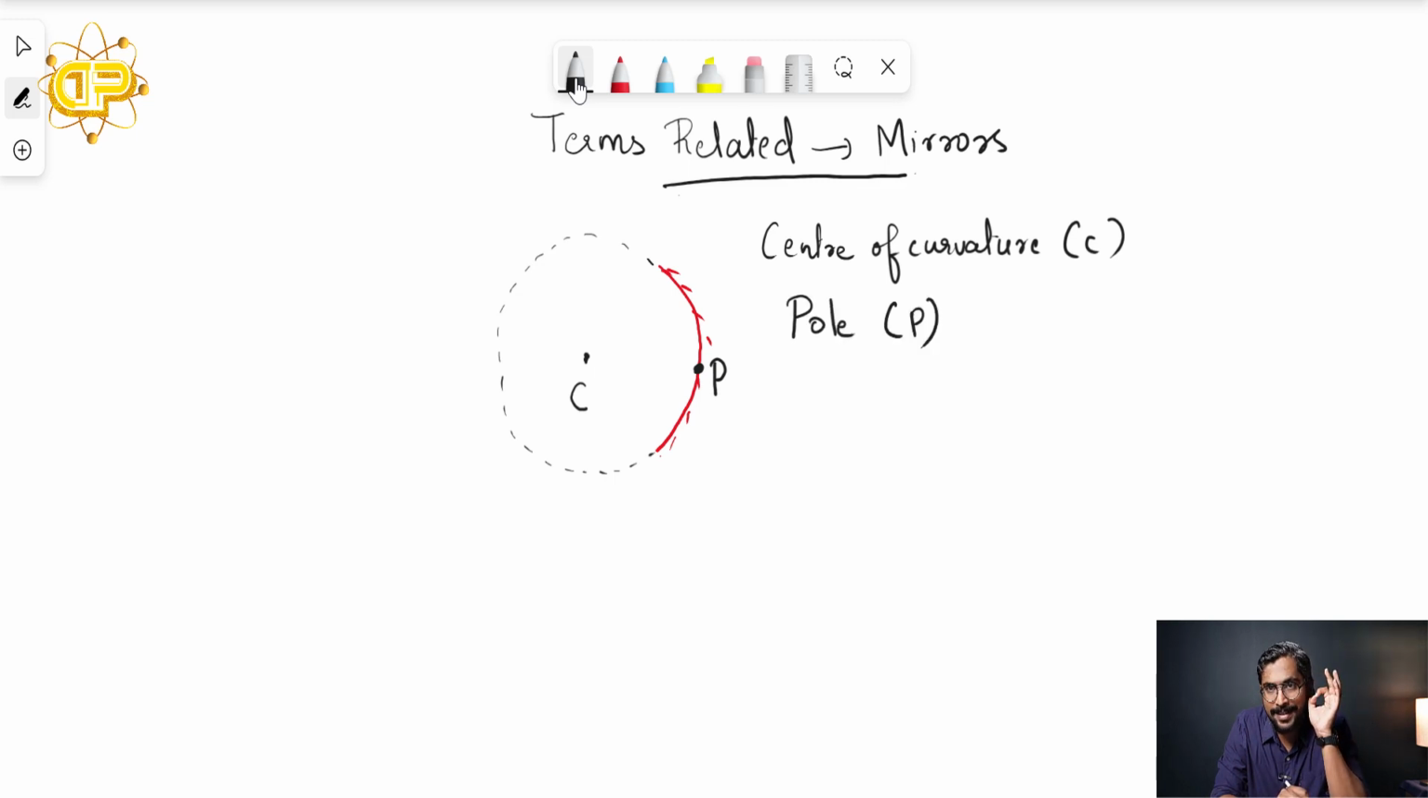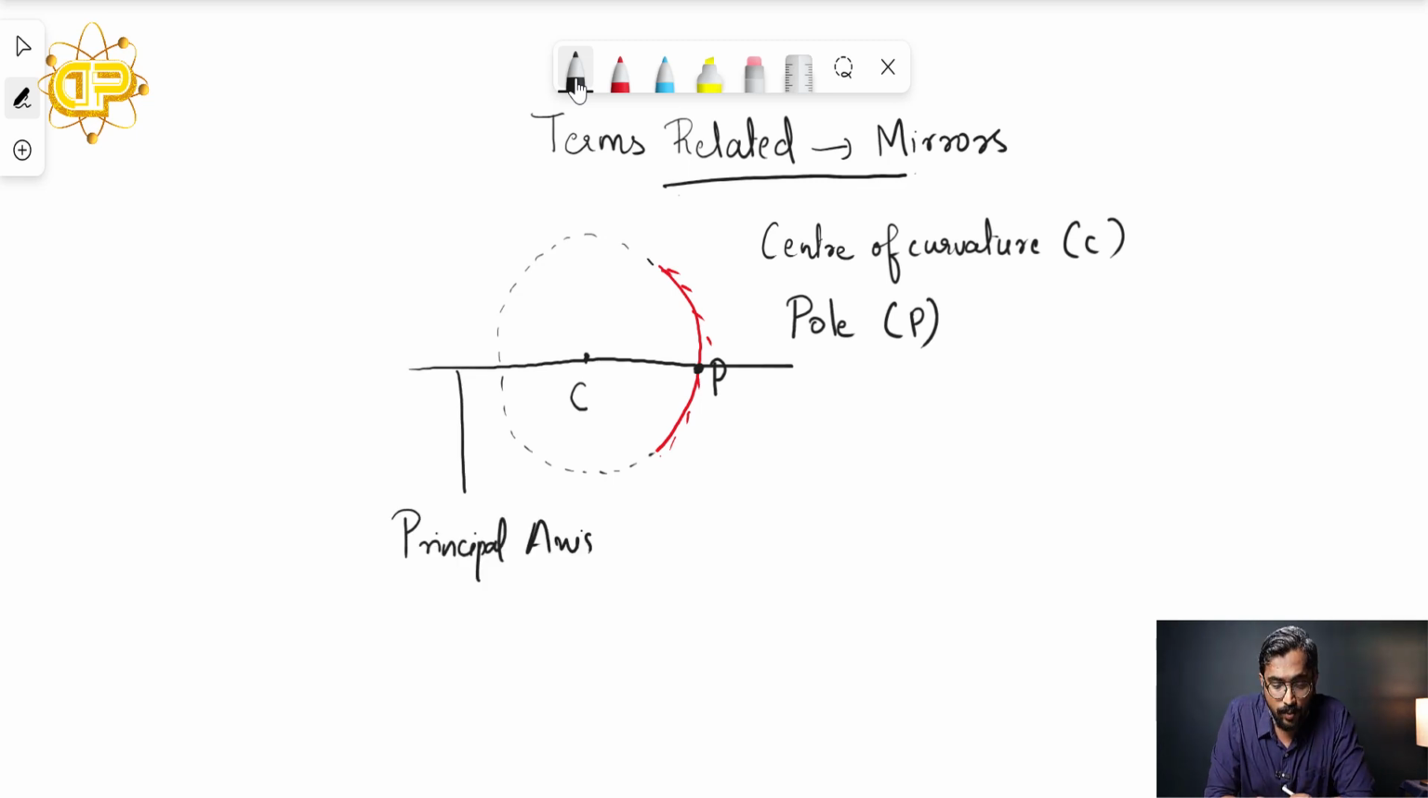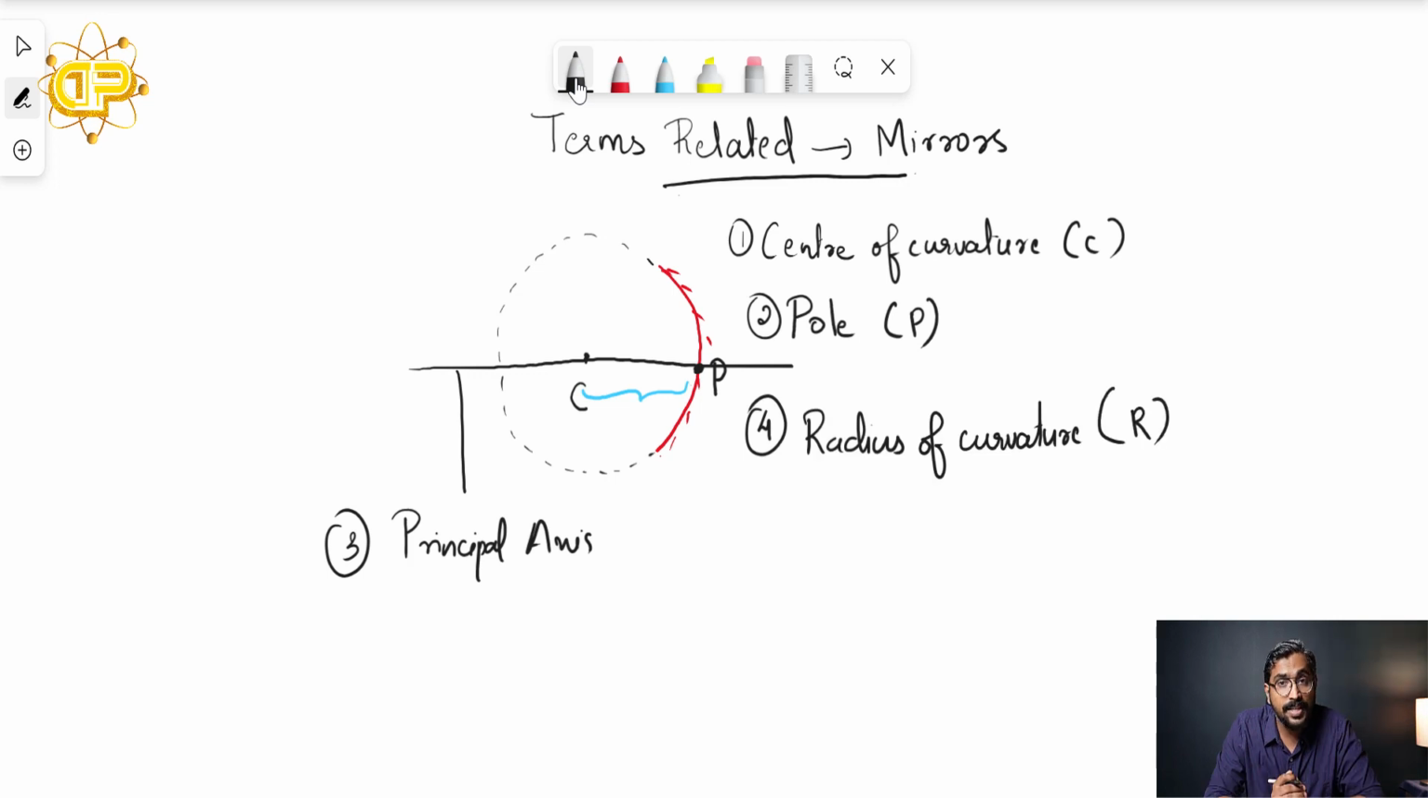Now an imaginary line which is drawn through the center of curvature and the pole, which is falling normal to the mirror, is known as what? Principal axis. Got it? Now three terms are there: center of curvature, pole, and principal axis. Now the distance between the pole and the center of curvature is known as what? Radius of curvature, denoted by R. So these are the various terms related to a mirror.